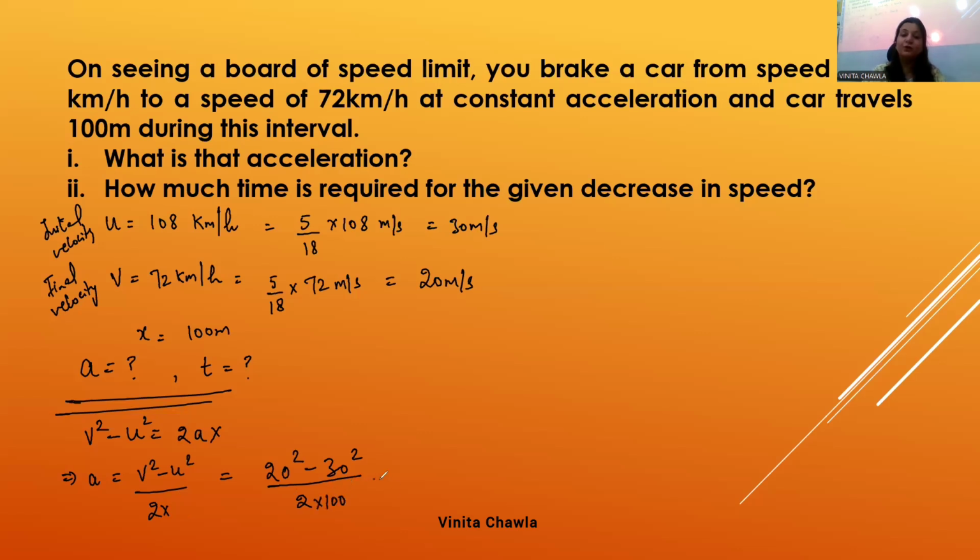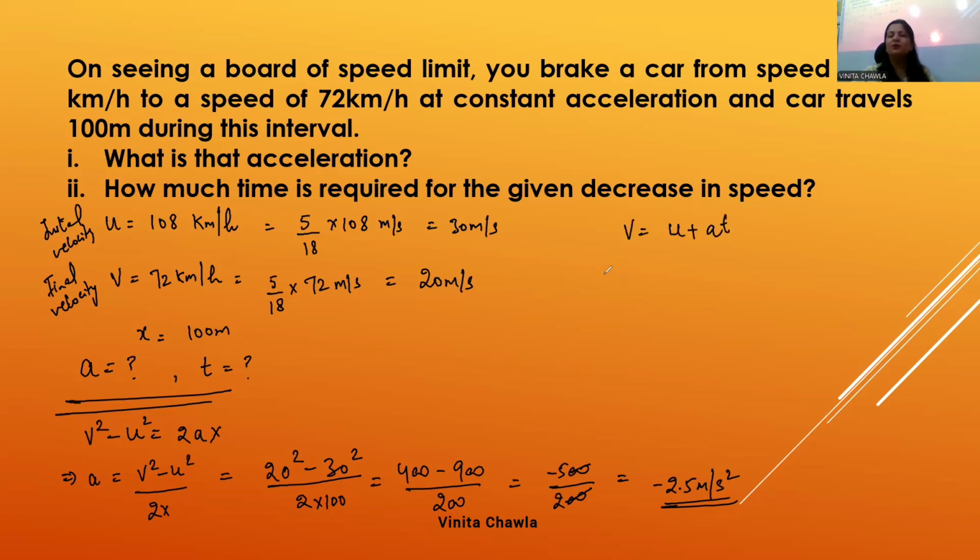Okay. What will you get? It's 400 minus 900 divided by 200. What are you getting? Minus 500 by 200. Minus 5 by 2 or minus 2.5 meter per second square. This car is retarding. Its speed is decreasing. How much time is required for the decrease? For this, we can use the relation v is equal to u plus at. So from here, we'll write t as v minus u by a. Now we'll put the values here.